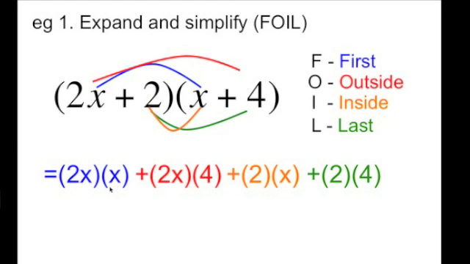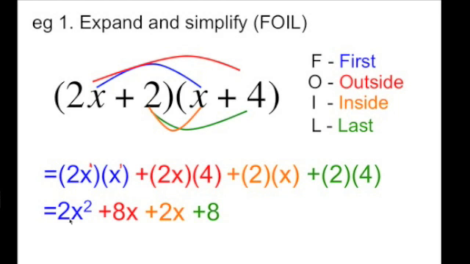Just multiply things together. So 2x times x, well, you know that there's an exponent on each of these things. There's an imaginary 1 and imaginary 1 there. And so what you do when you have variables of the same base, you keep the base and you add the exponents. So you're going to get 2 times x squared. Here you have 2x times 4. Well, 2 times 4 is 8, and you're just left with an x, so 8x. And here, 2 times x, 2x, and 2 times 4, well, 8.